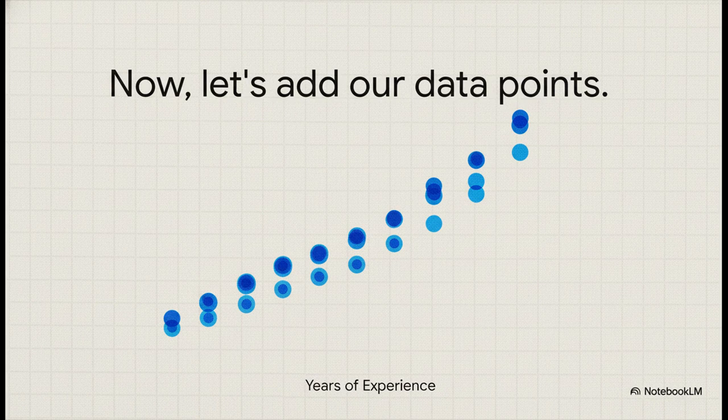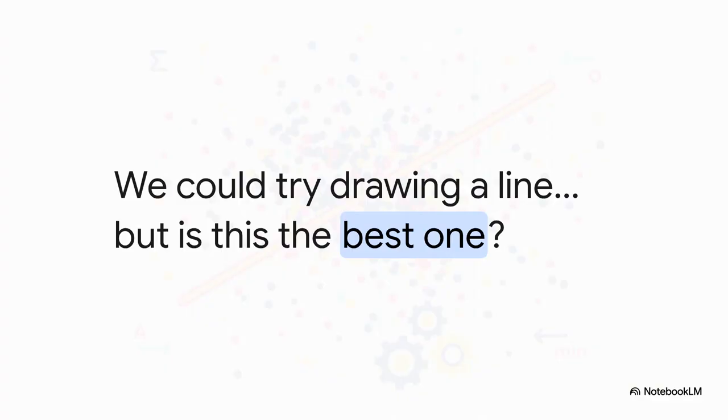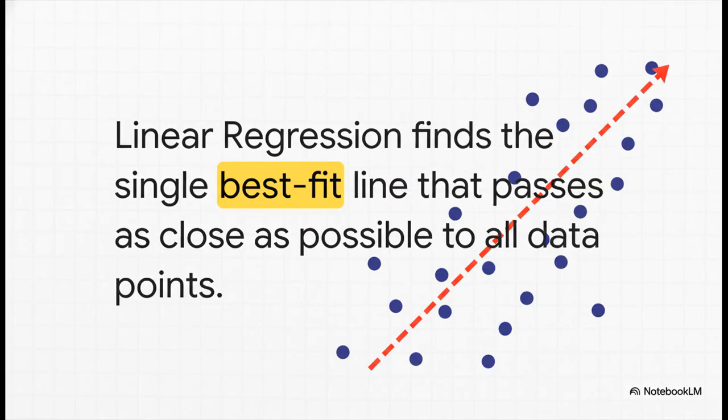Now, for the fun part, let's start putting our data on the graph. Every single dot that pops up here represents a real person with their own specific salary and years of experience. And you can already start to see a pattern emerging, can't you? It looks like the more experience someone has, the higher their salary tends to be. So we could just try to eyeball it and draw a line that looks about right. Maybe this one? Or what about this one? Or maybe this one? It becomes pretty clear pretty fast that just guessing is not going to give us the most accurate answer. And this is where the real magic comes in.